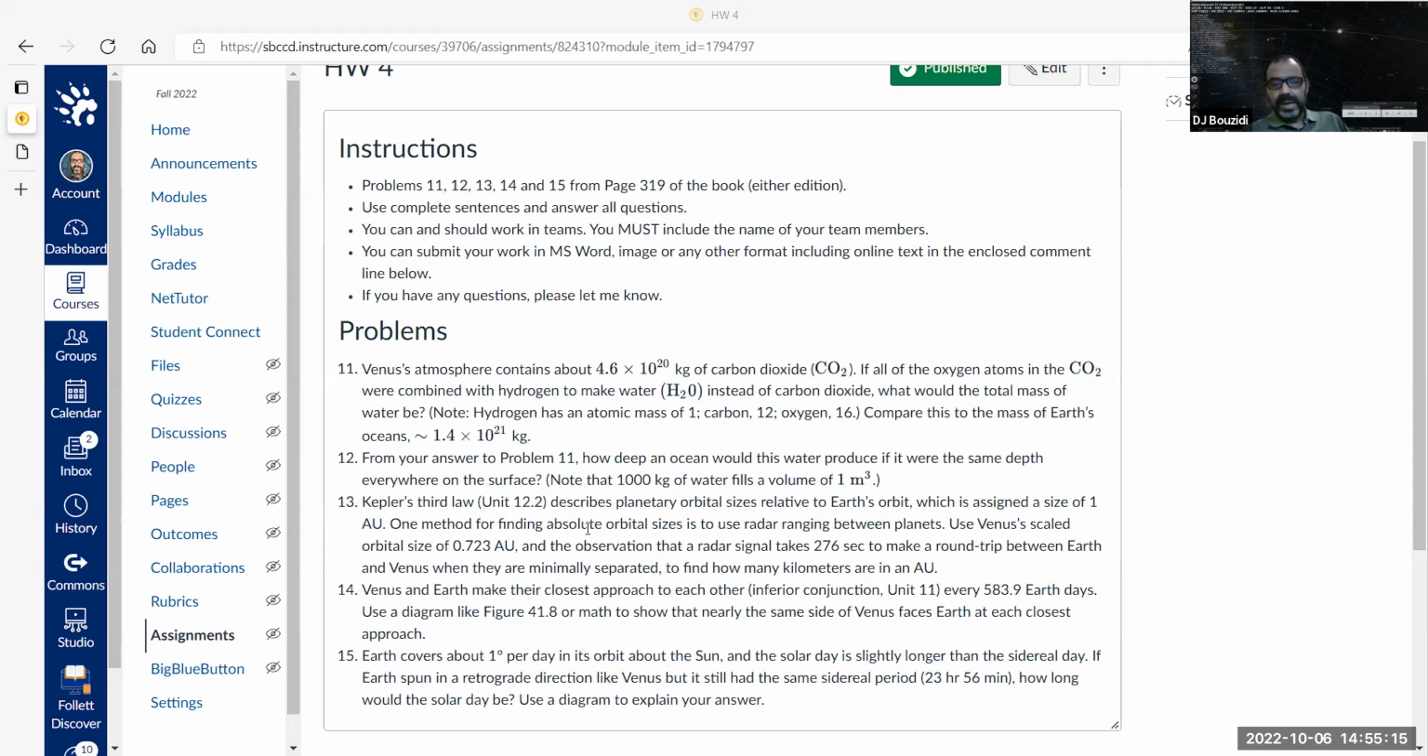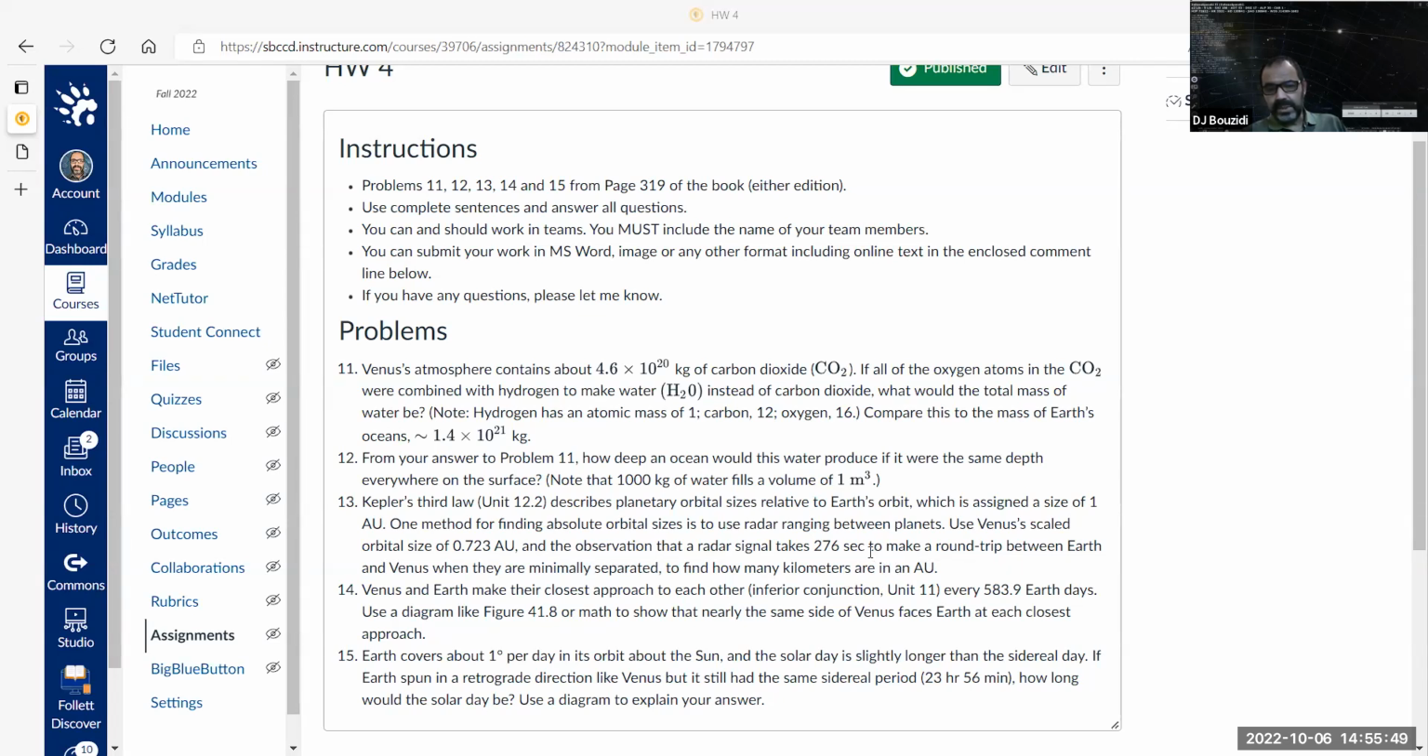And then problem 13. Kepler's third law describes planetary orbital sizes relative to Earth, which is assigned a size of 1. One method for finding absolute orbital sizes is to use radar ranging between planets. Use Venus's scale orbit, which is 0.723, and the observation that a radar signal takes 276 seconds to make a round trip from the Earth to Venus when they're minimally separated, to find how many kilometers are in an astronomical unit.